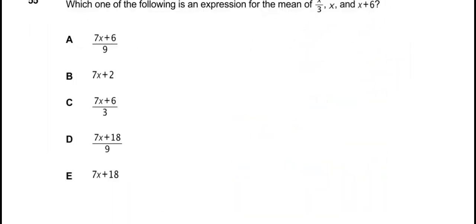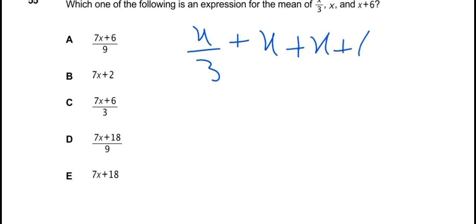Now let's move to the next question: which of the following is an expression for the mean of the values x by 3, x and x plus 6? To find the mean value, we add all the values and divide it by the total number of values. As here there are 3 values, x by 3 plus x plus x plus 6, and we divide this whole by 3.